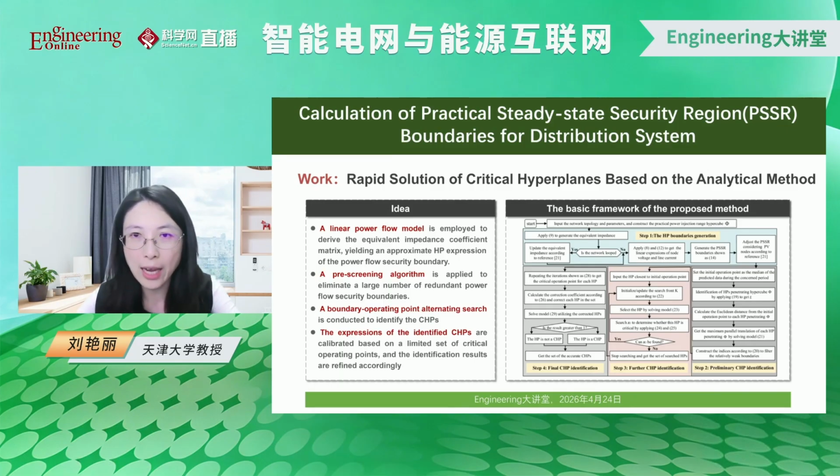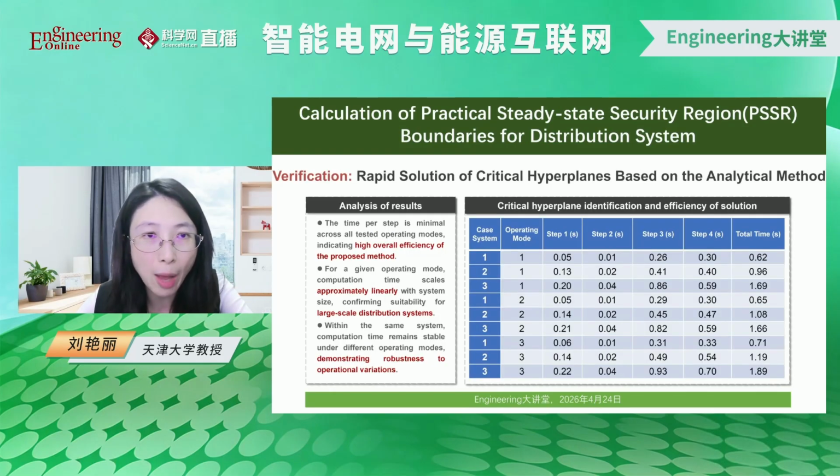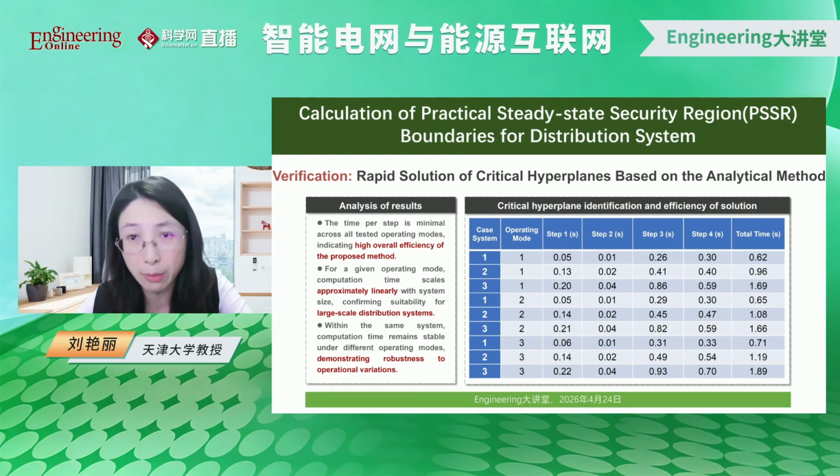So we can see that we can also do pre-screening of critical hyperplanes and also search of critical hyperplanes. And finally, we show how to shrink the hyperplanes. And we also did the comparison between the new method and the other methods we had already used. The accuracy and efficiency are also improved.